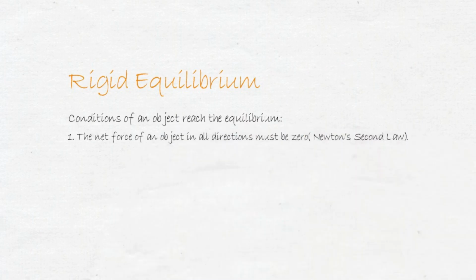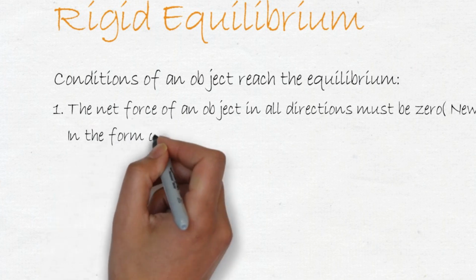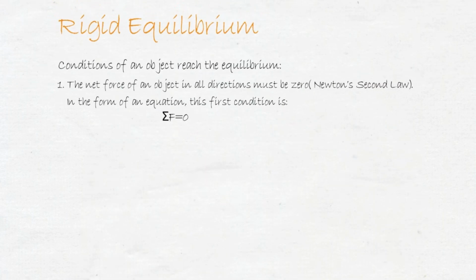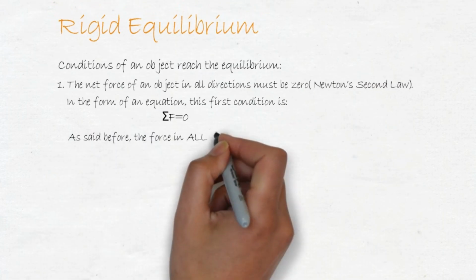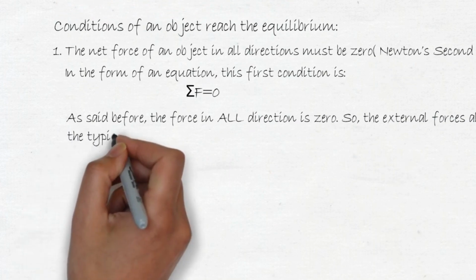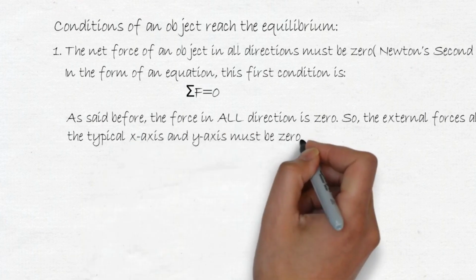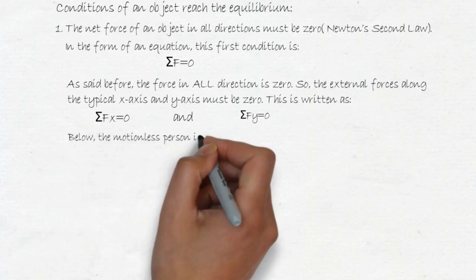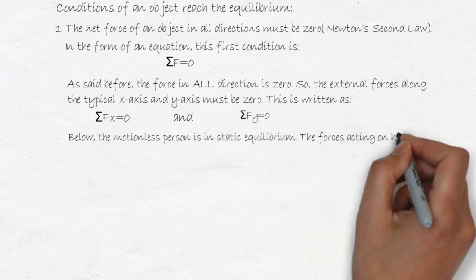In the form of an equation, this first condition is written like this. As said before, the force in all directions is zero, so the external forces along the typical x-axis and y-axis must be zero. This is written as right there. Here's an example of the equilibrium itself. As we can see, we stand on the ground.